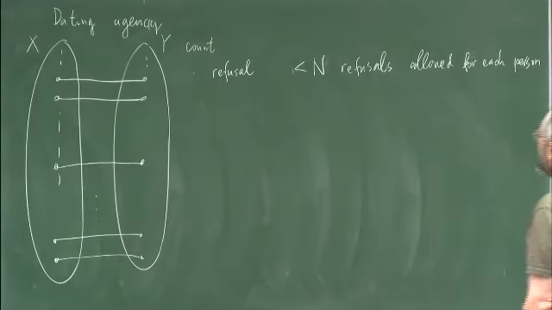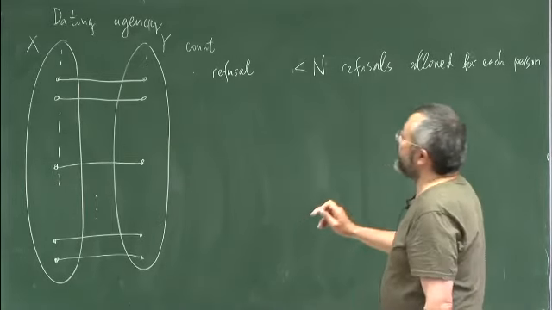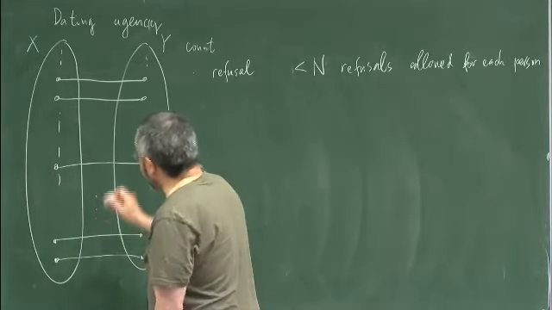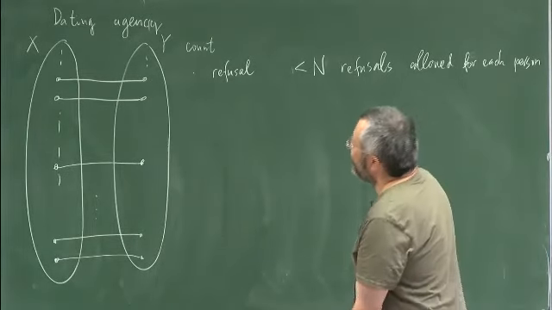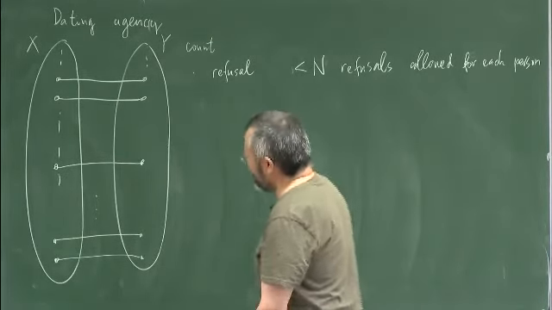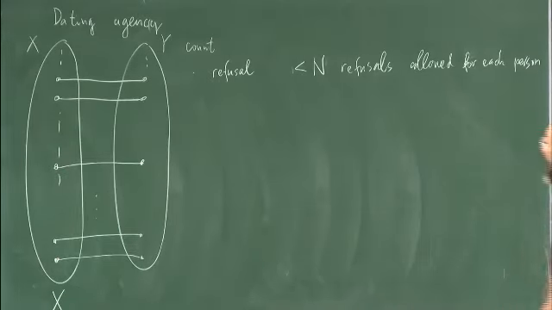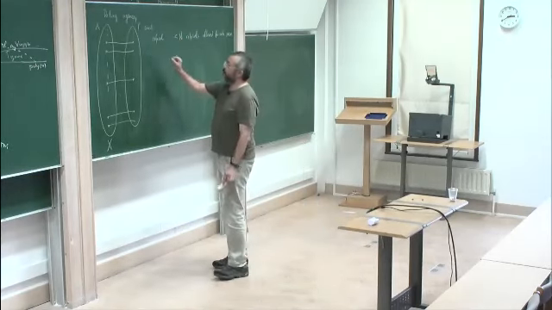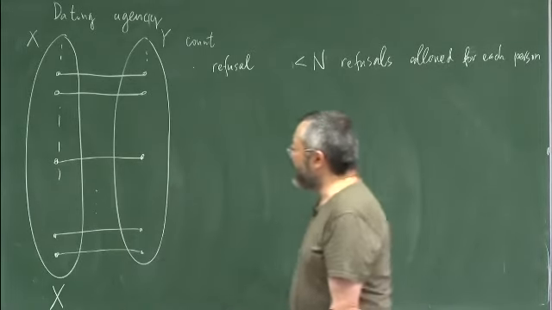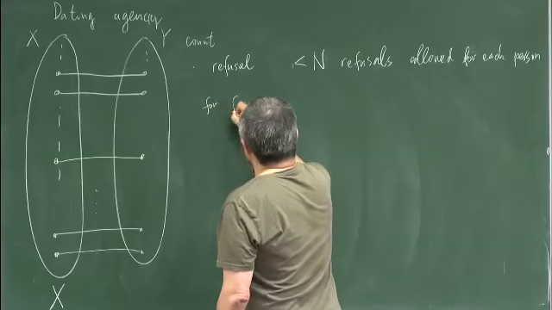And then what is allowed to do for the agency? They can create new pairs from free elements. And actually, this is an unfair dating agency, which cares more about people in X. And so what the dating agency should do, if somebody in X now becomes free, there are two possibilities for free elements of X.